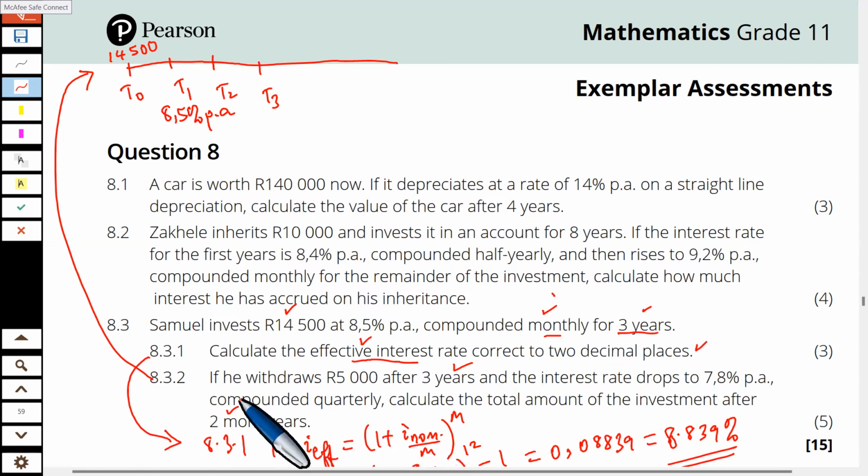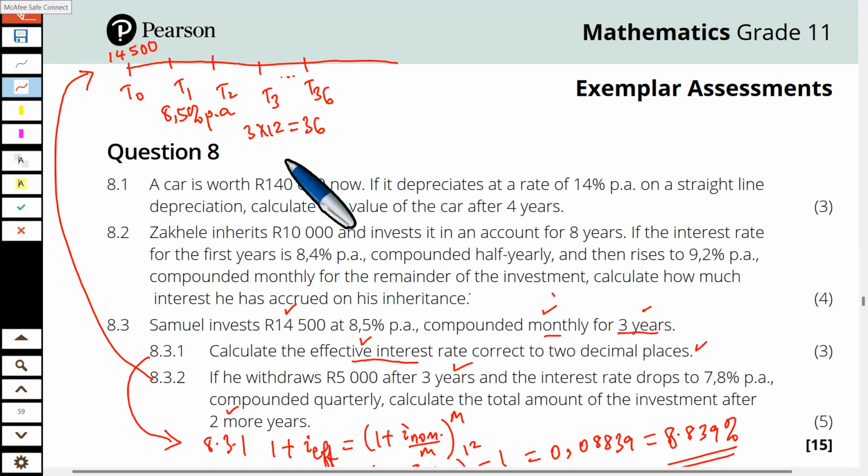Right. If he withdraws, okay, look at this. He invests this one at 8.5% compounded monthly for 3 years. So if it's compounded monthly for 3 years, now you say 3 times 12, which is 36. So it's going to go on up to T36, okay? Why T36? Because it's monthly for 3 years.